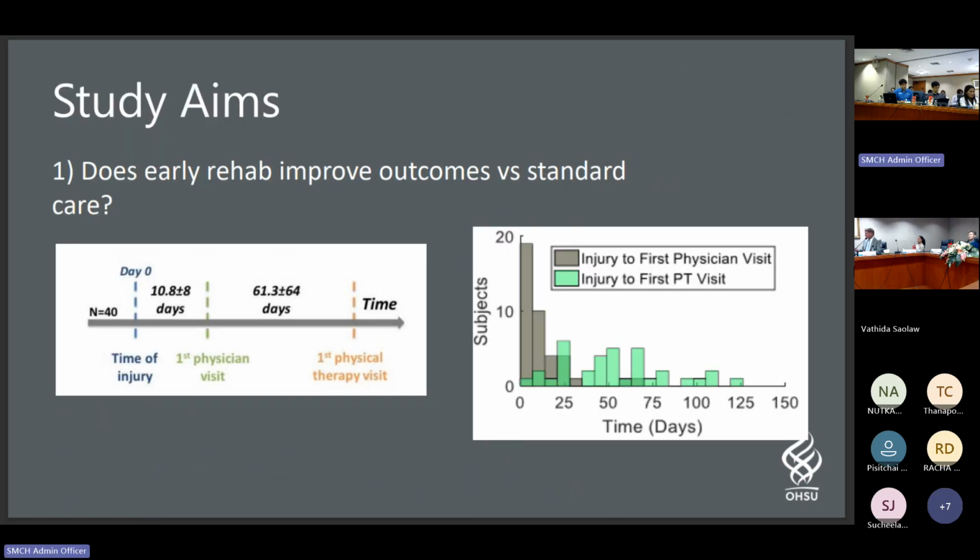What we also found out is that on day 0, it took them oftentimes about 10 days to get to a physician. And after that, it took up to 2 months sometimes to get their first physical therapy visit. And this has become the standard care. And this was really sad to see that the first physician visit was here, but the first PT visit was way out here. And there's a big disparity.